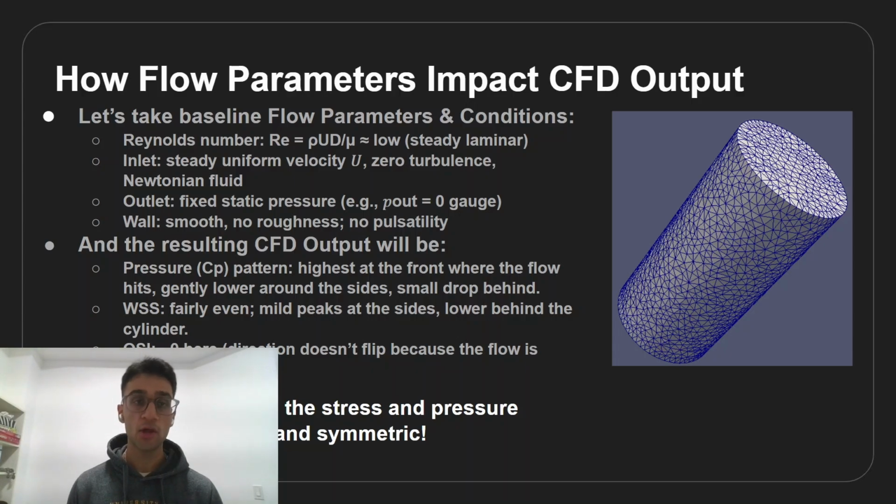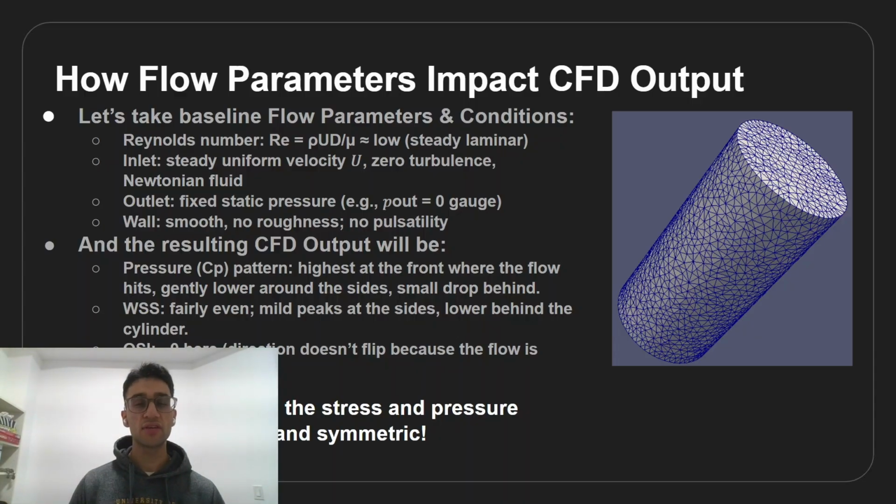Here, let's say we have a very low Reynolds number indicating steady laminar flow, and we have an inlet-outlet condition that is basically nothing. We have a very steady flow both in and out of this tube, and there's nothing really going on in it, and the wall itself is smooth.